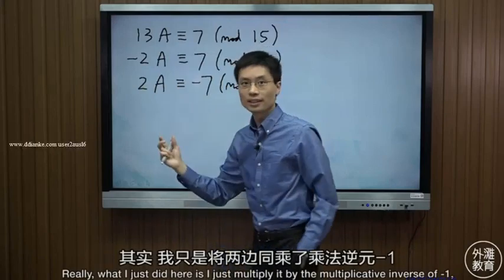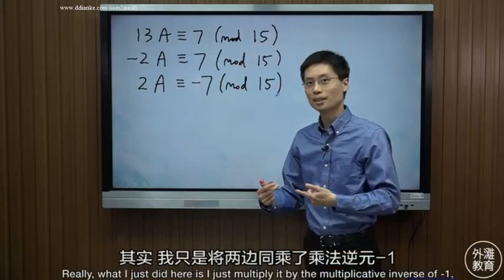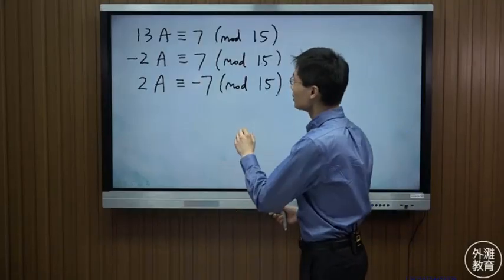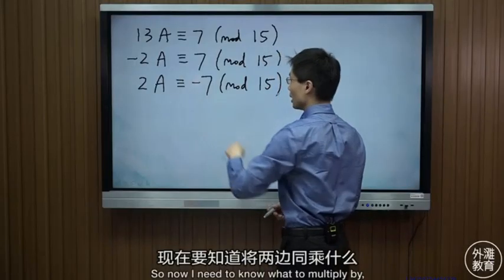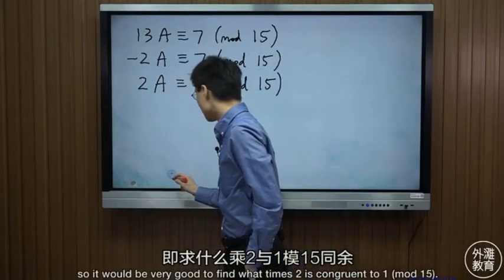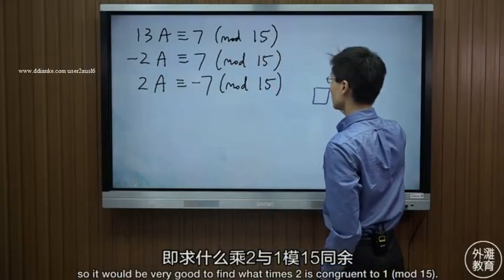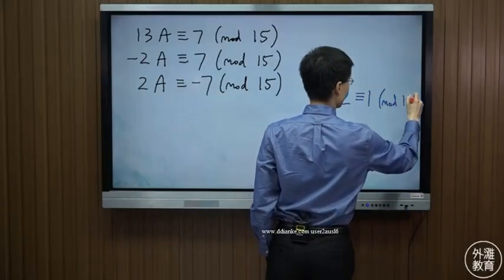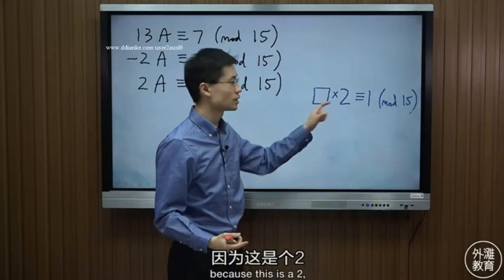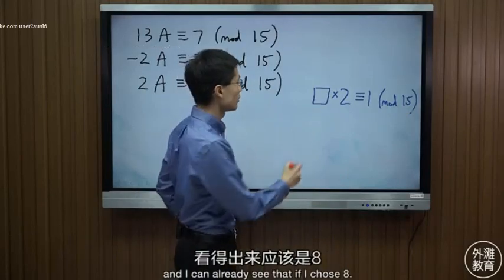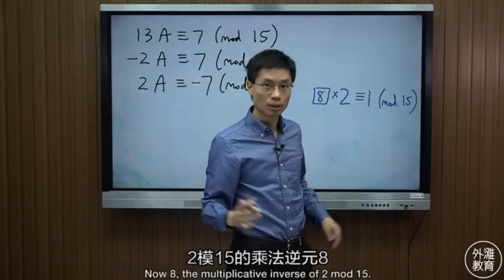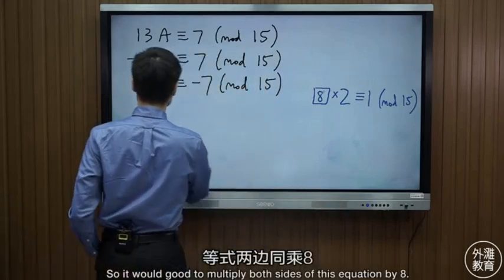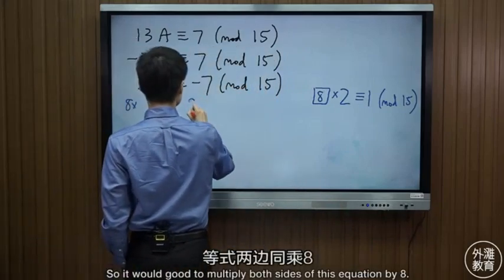Really what I just did here is I just multiplied by the multiplicative inverse of minus 1, which is minus 1, as we saw before. So now I need to know what to multiply by. So it would be very good to find what times 2 is congruent to 1 mod 15. Again, this is relatively easy because this is a 2. And I can already see that if I chose 8, now 8 is the multiplicative inverse of 2 mod 15. So it would be good to multiply both sides of this equation by 8.